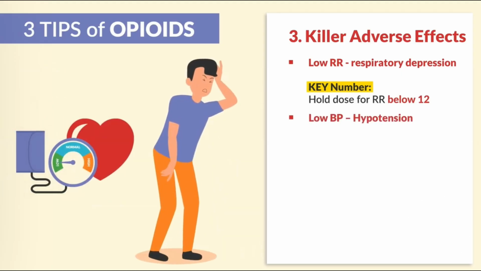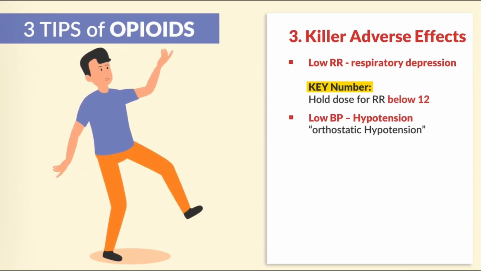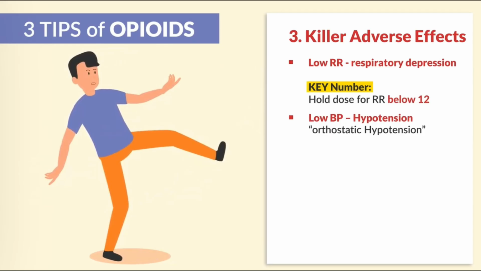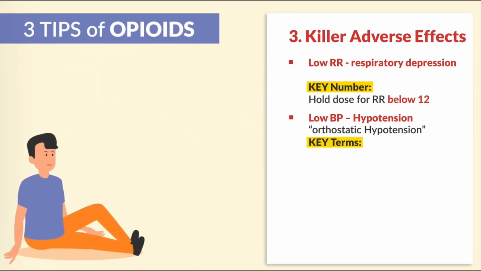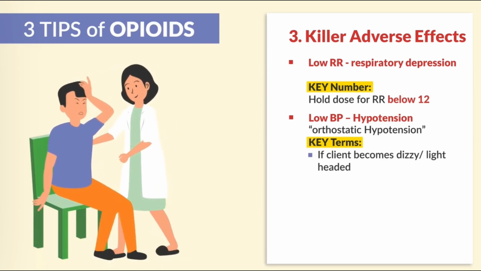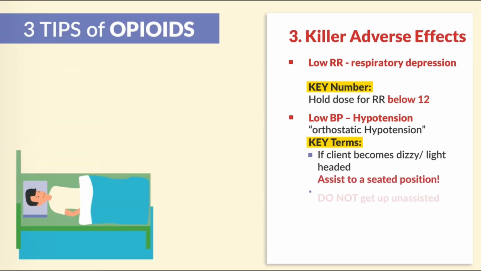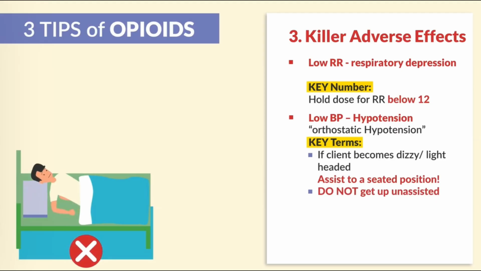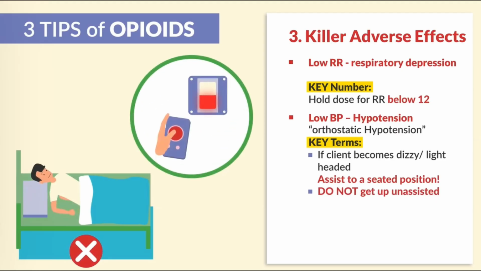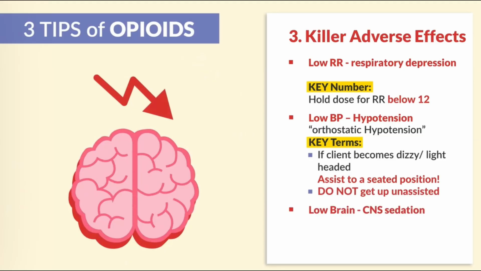Now for low BP, aka hypotension or orthostatic hypotension, we teach patients to go slow, so slow position changes to prevent fall risk. Now key term, if the client becomes dizzy or lightheaded, guys, immediately assist the patient to a sitting position. Do not get up unassisted, so teach the patient to use the call light when getting out of bed.